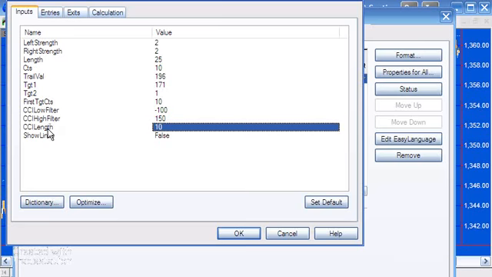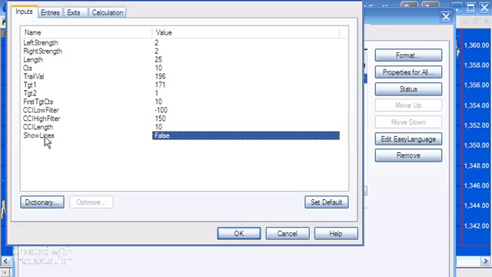And CCI length, this defines the length of the CCI. And then finally, show lines. If this is false, we only show the trailing stop if date equals current date. If it's set to true, then we always show the trailing stops. We draw a line on the chart representing the trailing stop. Obviously, depending on how wide your stops are, you might not be able to see them on the chart window that you're looking at.